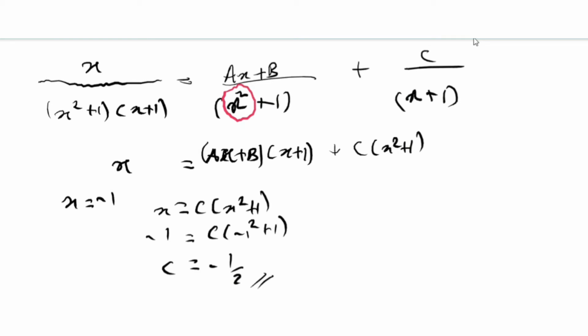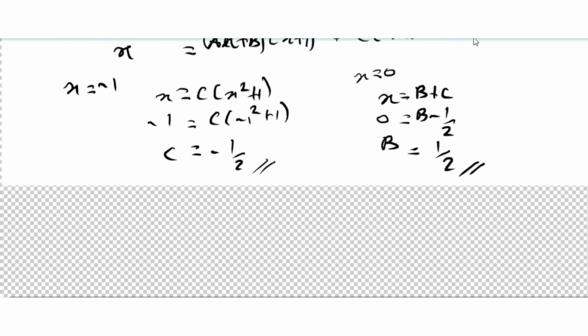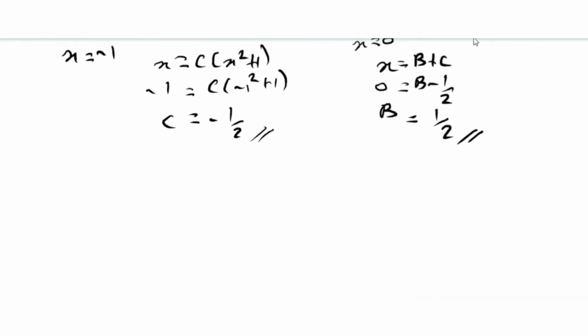And then the next, you put x equals 0. When you put x equals 0, what do you get? You get x equals b plus c and minus half. So you get b equals half. So we have found c and b. Only thing left to find is a.